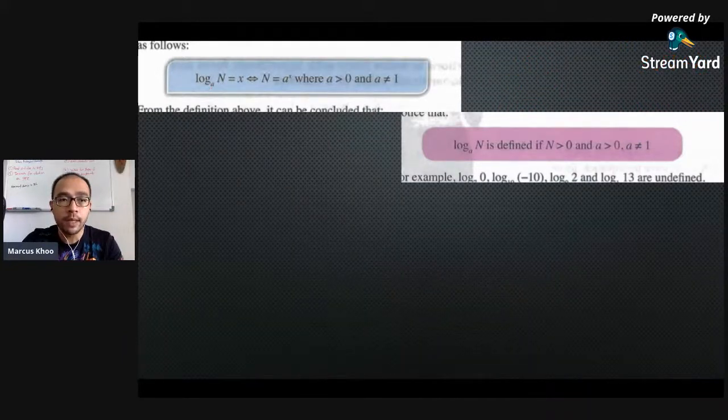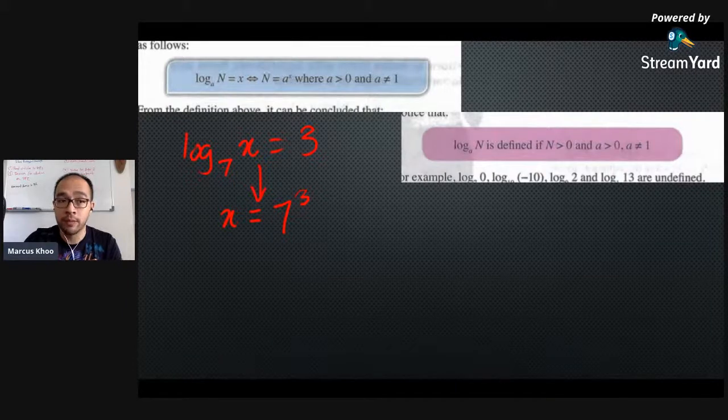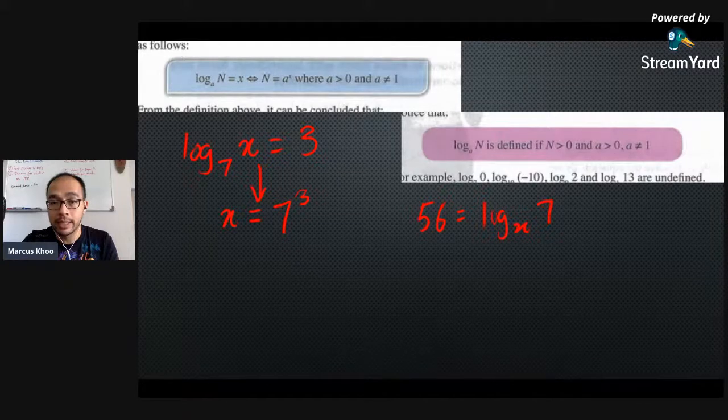Let's say, for example, log 7 x equals 3. So how do I change this to index form? Remember, this is the base and this is the number. So x equals the base 7 to the power of 3. This is the base, this is the index. So this is how I change log form to index form. I can also do another one. 56 equals log x 7, for example. This is log form, where the base is x and the power is 56. So therefore 7 equals x, the base, to the power of 56.